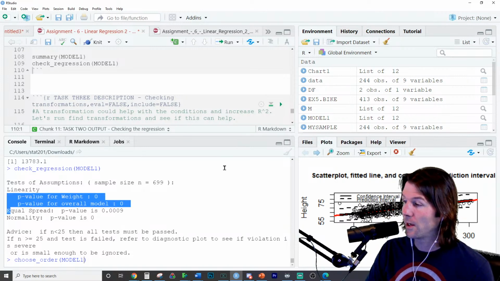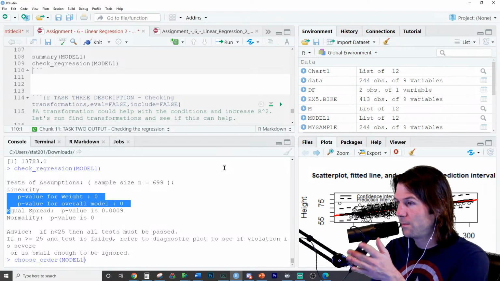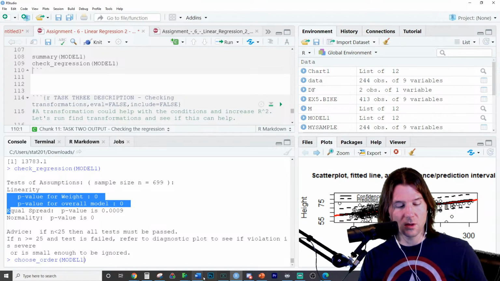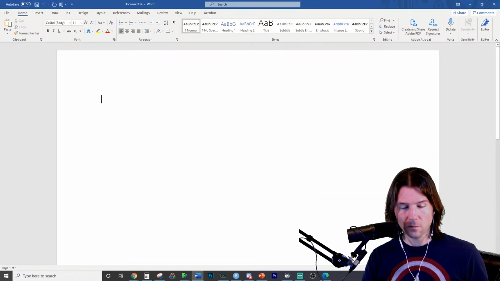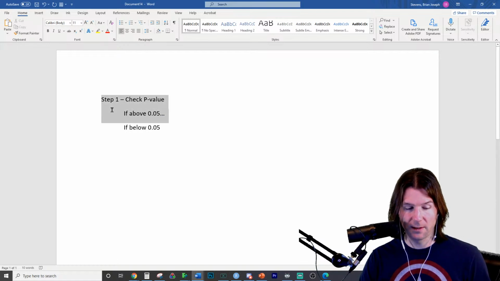Here's the process, and we'll talk about this in the next class, like today or tomorrow for 320. Step number 1, check your p-value. So let's write this down for everyone to see. Step 1, check p-value. If above 0.05, is that good or bad? If 0.05 or above, technically.